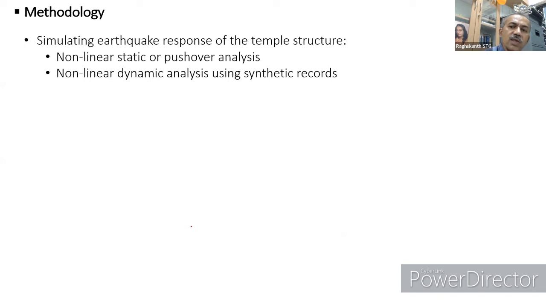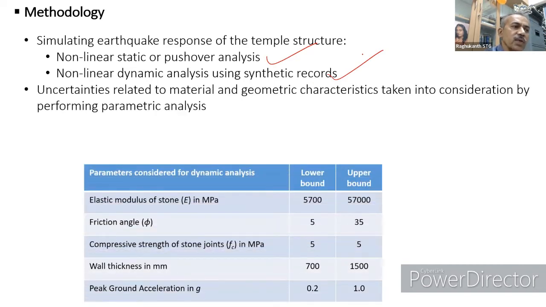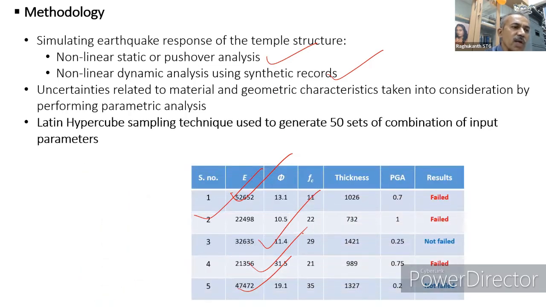Now, because this temple is located in a highly seismic zone, we wanted to find out its vulnerability, that is, what ground motions can damage the temple. So we did the standard techniques: pushover analysis and nonlinear dynamic analysis. There are standard software packages to do the analysis. Of course, we considered the uncertainties in the material properties: the elastic modulus of the stone for Kedarnath, friction angle, compressive strength, wall thickness, and the peak ground acceleration. All these uncertainties we considered, and we generated some 50 sets of random simulations.